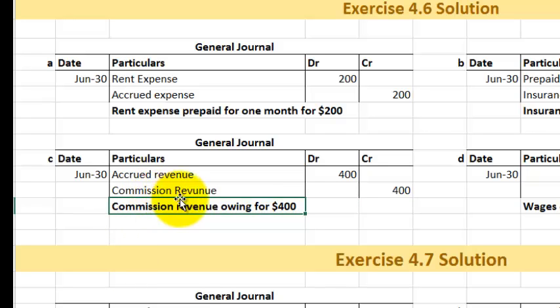So let's look at the logic of all this. $400 was owing, it hadn't yet been received, therefore we've got to recognise it according to our accrual accounting assumption. There it is on the credit side, and it's owing to us, therefore it acts like a debtor. Therefore it is a current asset on the debit side. Debit, credit, all okay.